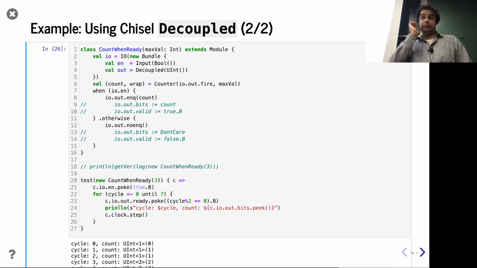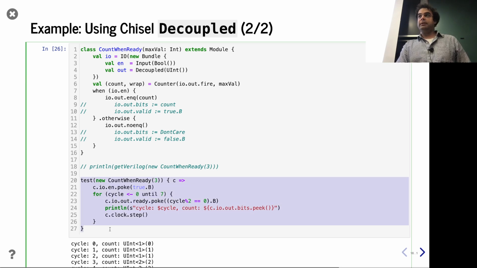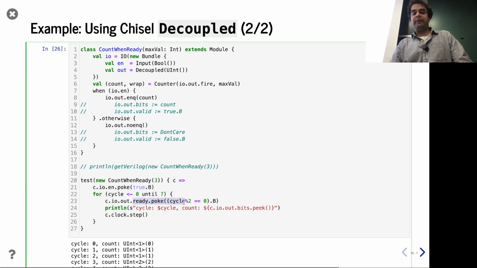This is just the producer. The count when ready is just the producer. So the decouple is in the output direction. That's all it is. And then in our test bench, the test bench is acting as the consumer, but it's kind of not a real module. It's kind of like a test bench faking things. And so, yeah, as the consumer, the test bench is saying ready is true every other cycle.